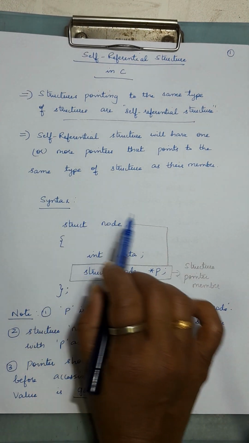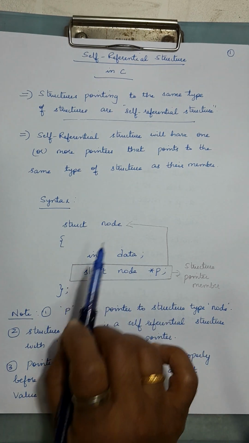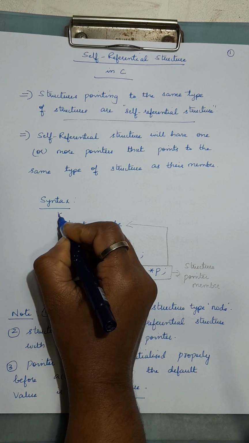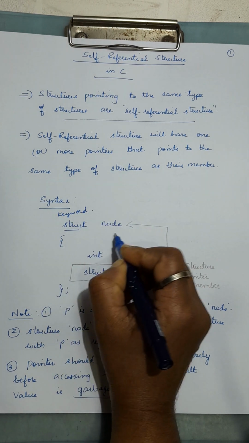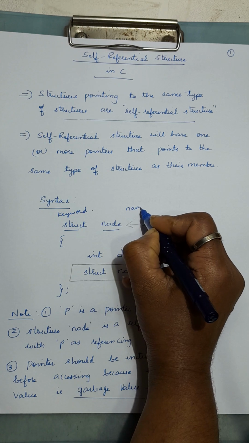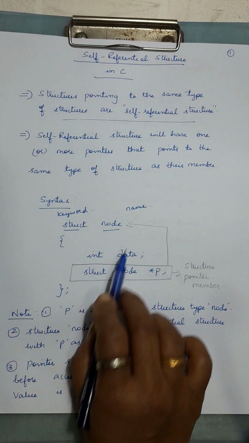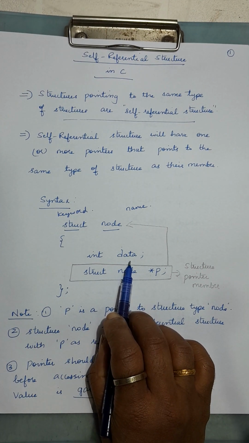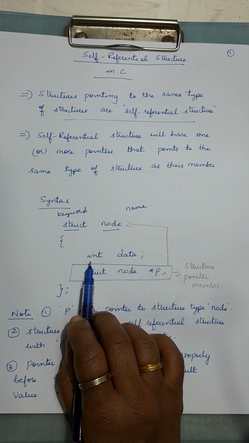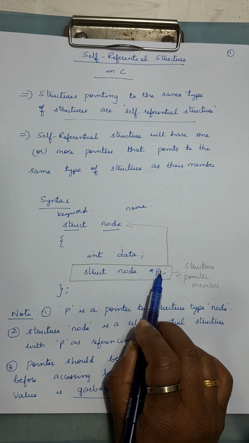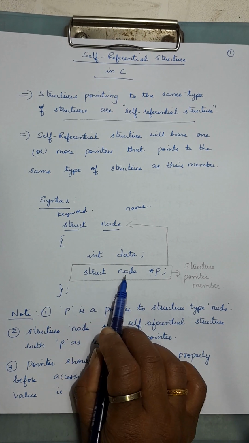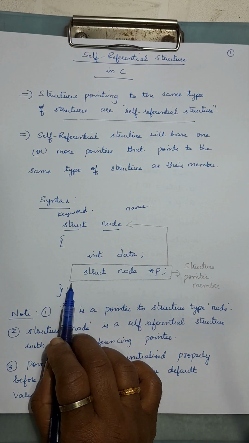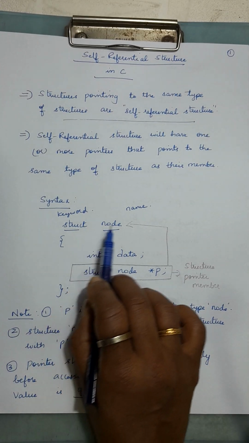So what can a structure have? A structure can have member variables. For example, struct node. Struct is the keyword, and node is the name of the structure. This structure named node has two member variables. One is the data variable that holds an integer data type. The other one is a pointer variable. But what is its data type? It is a struct node. So it is a structure which is pointing to itself. Such a type of structure is called a self-referential structure.